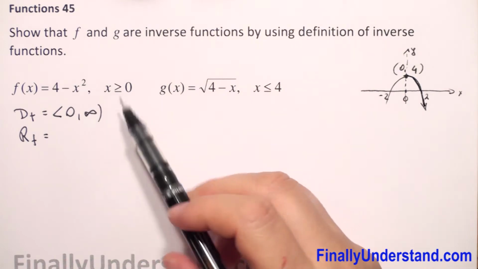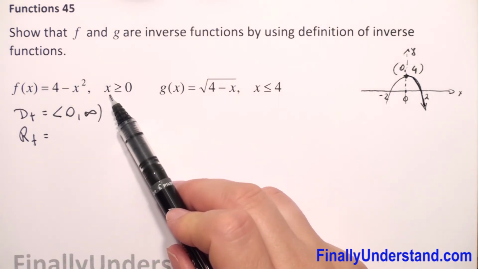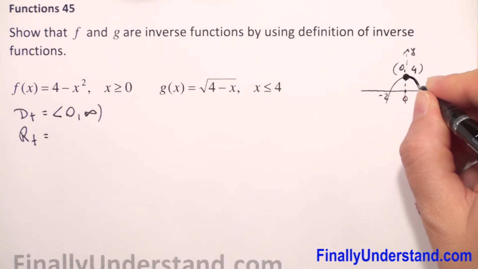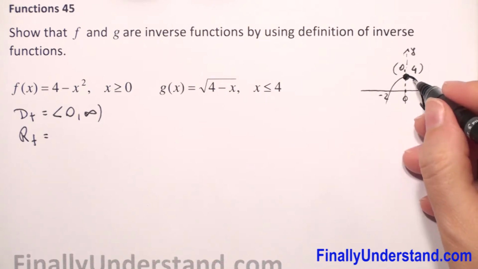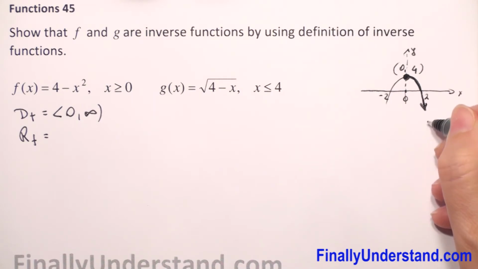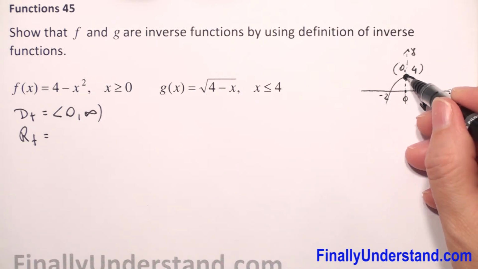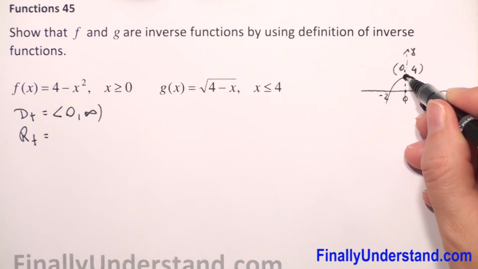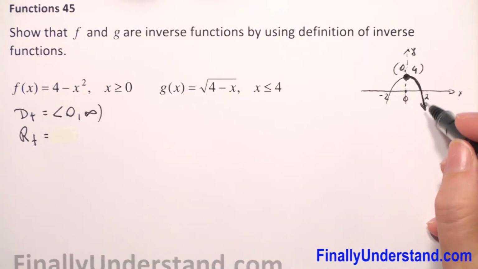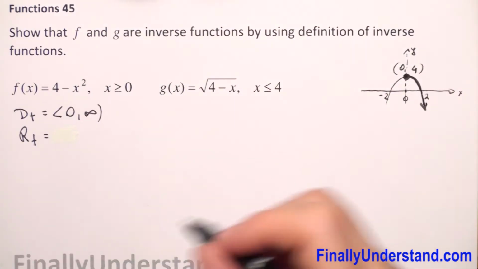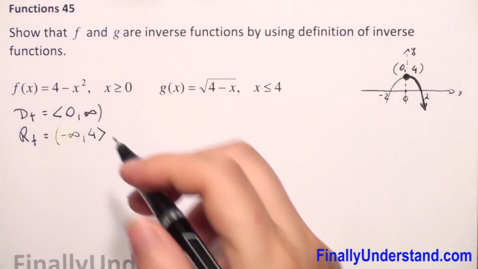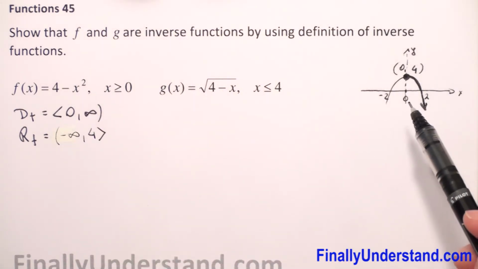because we are given that the domain of this function is values of x greater than or equal to 0. So we are interested only in this part of our function. We see that these values are going down to negative infinity, and the graph starts from this point. So the range of our f function is the interval from negative infinity to 4, closed on the right side. This is the range of our f function.